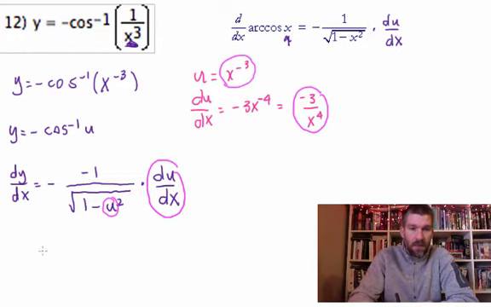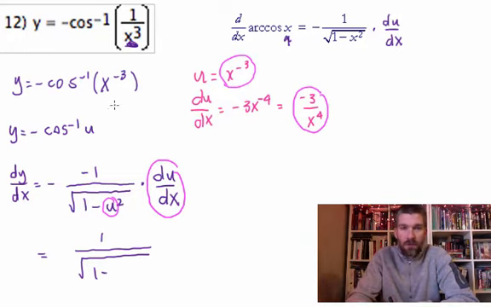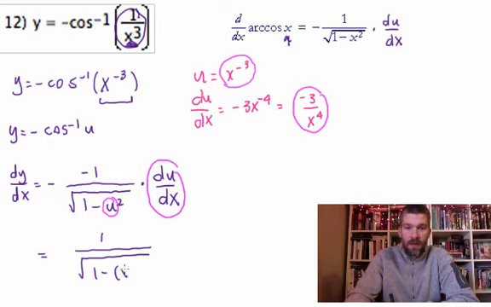Well, negative times negative is positive, so that takes care of that. 1 over the square root of 1 minus, and I don't care, for my personal experience, teaching style, whatever, I don't care if you write it this way or this way for your u. I'm not super picky. Check with your teacher and see what your teacher prefers. For my kids, this is acceptable right here, and then times negative 3 over x to the fourth.